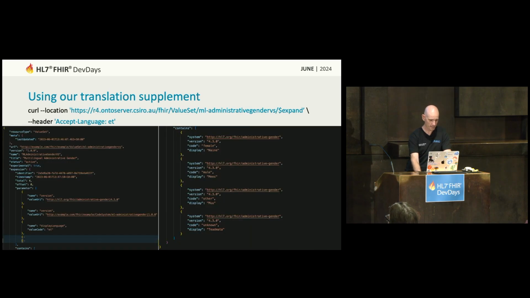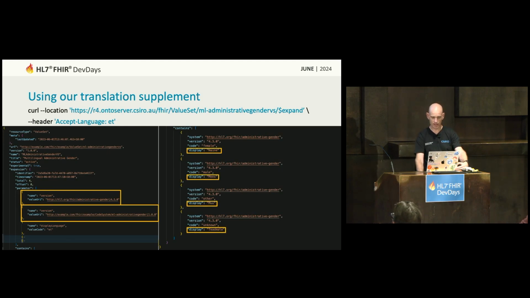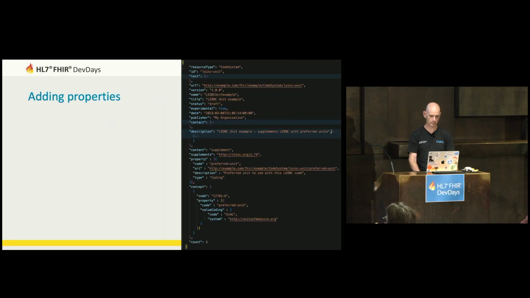And what I get back is this, which is telling me about the code systems that got used. So you can see here that it's actually telling me about two of them. One was the administrative gender code system, and then the other was my supplement. And then all of the names, the display terms over here, are all in Estonian, and that's basically the way it works, which is kind of good.